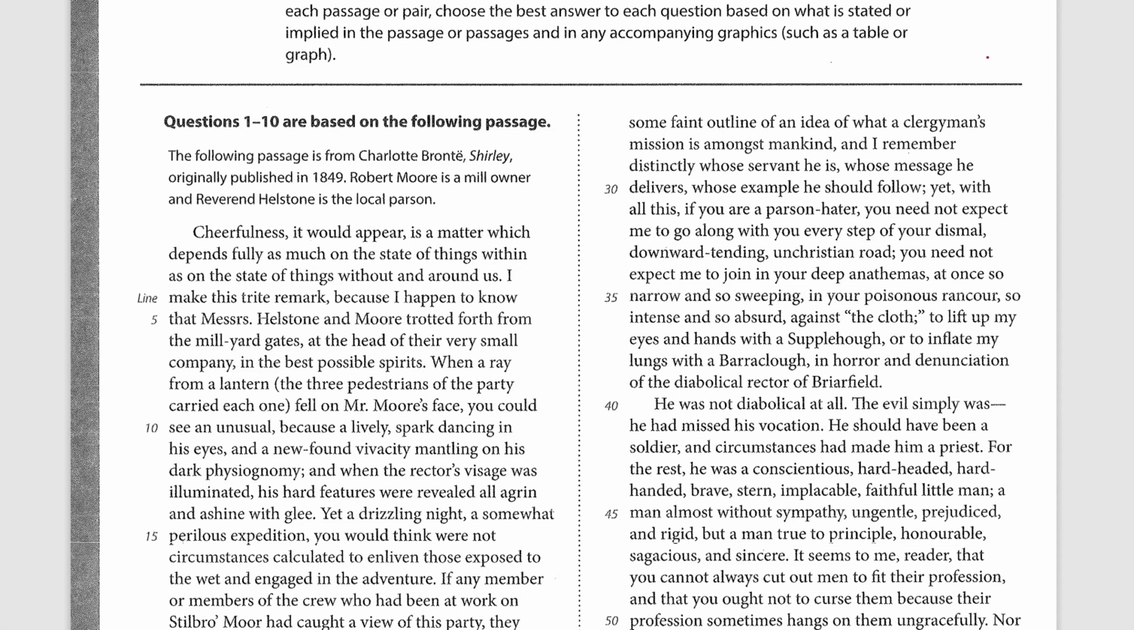The following passage is from Charlotte Bronte, Shirley, originally published in 1849. Robert Moore, and starting from here we need to underline, Robert Moore is a mill owner, and Reverend Helstone is the local parson. Write down: parson means what? He's a clergyman. What does clergyman mean? Somebody who works in the church. He could be a priest or something.